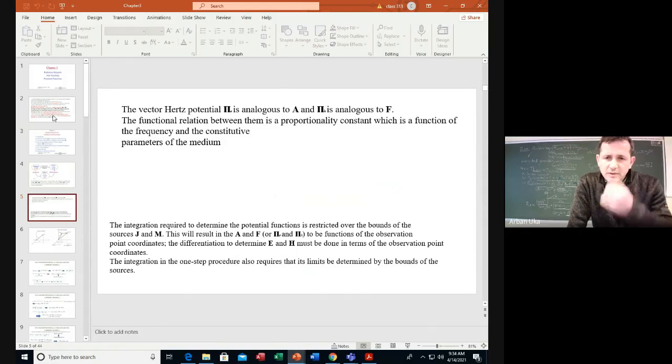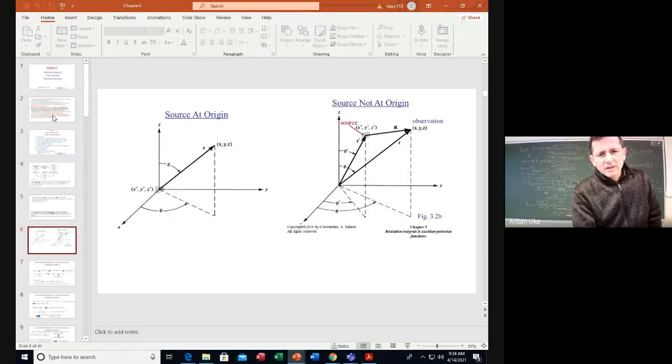Here we have that in this textbook there is the Hertz potential, or these new notations, which use this Greek letter. The first one for E would be analogous to the A, and the Greek letter H is analogous to another vector field F. The functional relation between these is only a proportionality constant, which is a function of the frequency and the parameters of the medium. When we talk about the parameters of the medium, we're talking about the permittivity and the permeability.